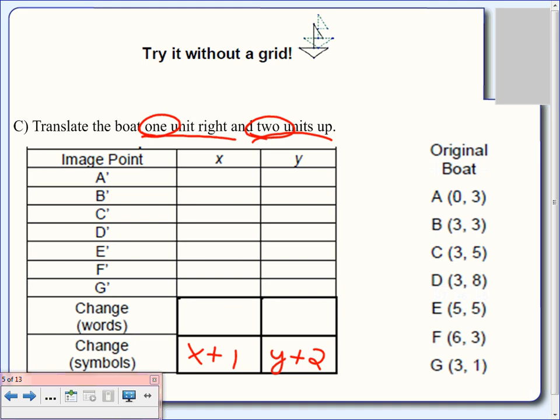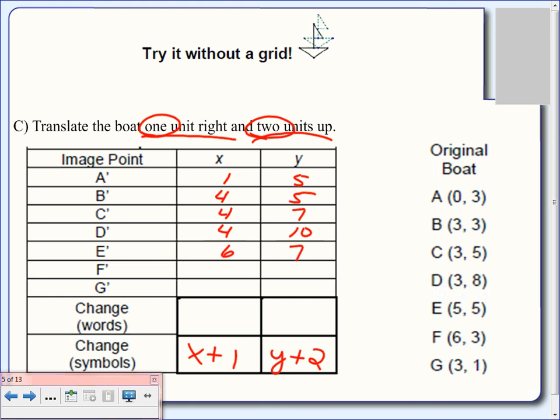So if we do that, what's the new ordered pair going to be for A? 1, 5. What about the next one, B? What's our new ordered pair there? 4, 5. The next ordered pair would be 4, 6. 4, 7. D is now at 4, 10. Next one's going to be at 6, 6. 8, 7.